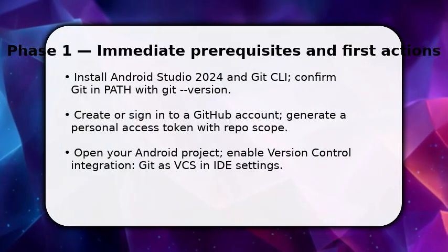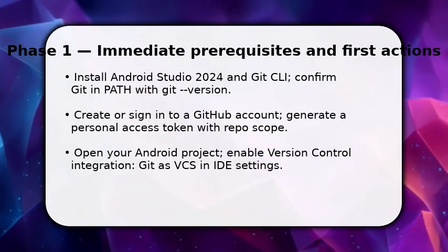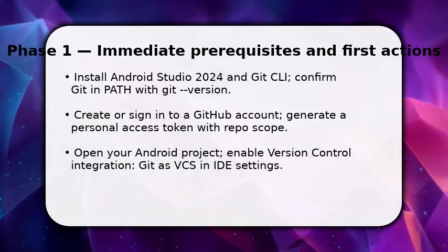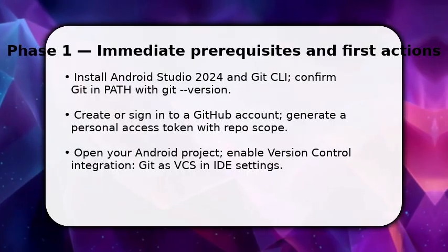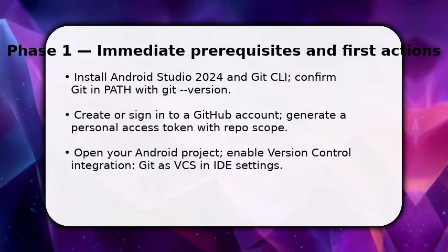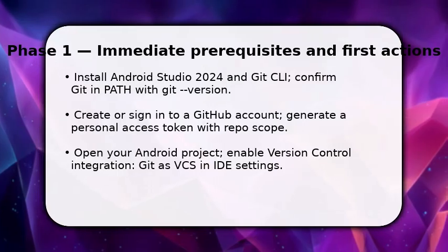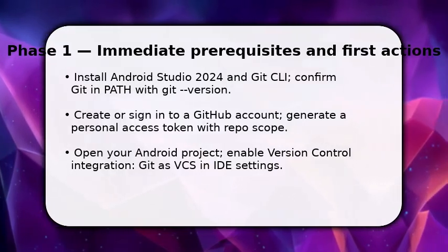You start by making sure Android Studio and the Git CLI are installed. Run git version to confirm. Next, sign in to GitHub and create a personal access token with repo permissions so Android Studio can authenticate securely.